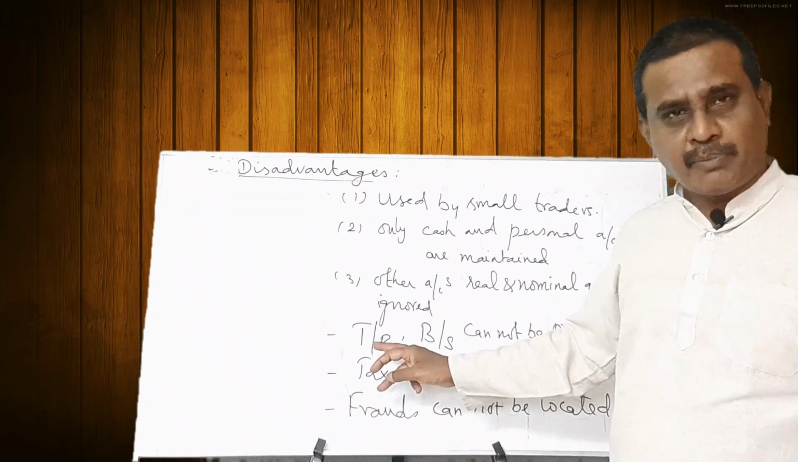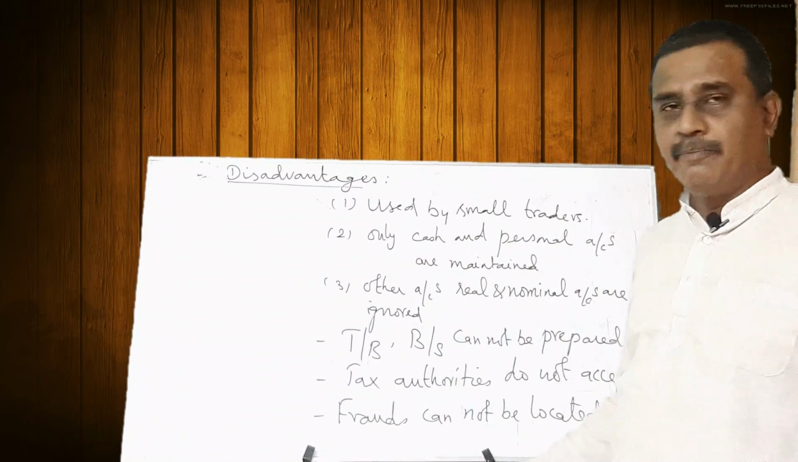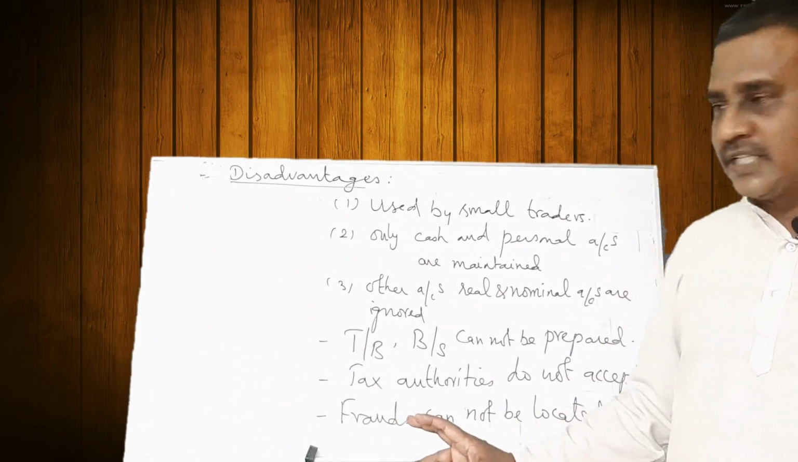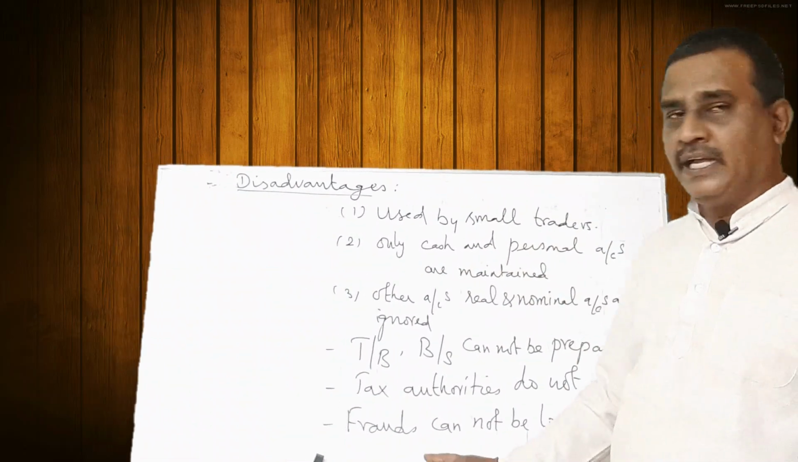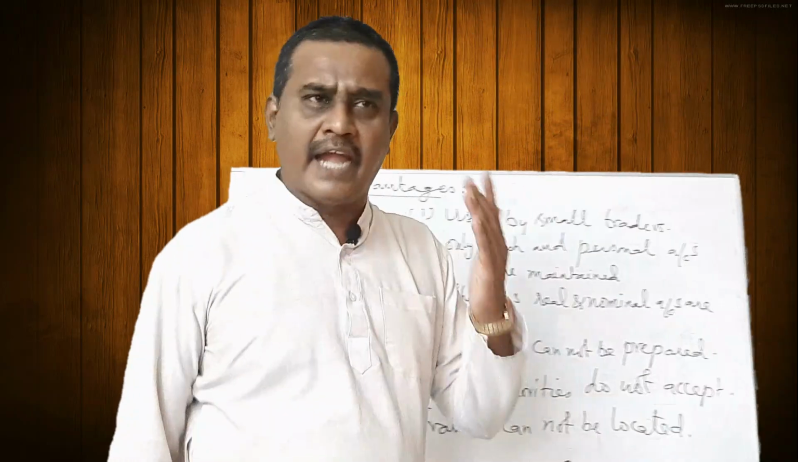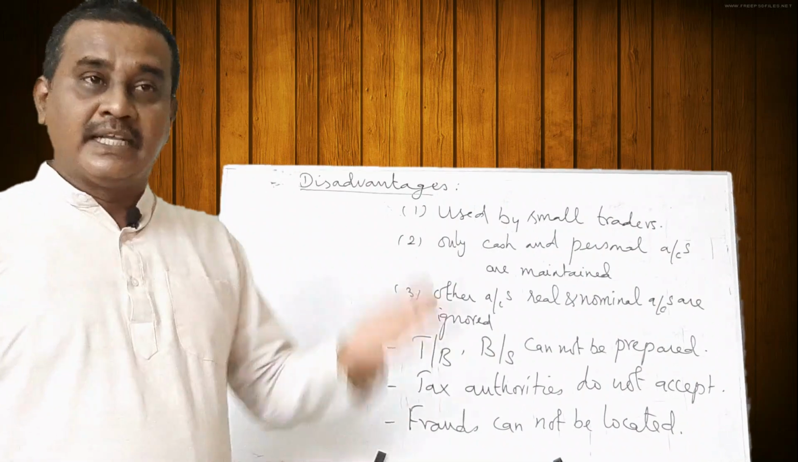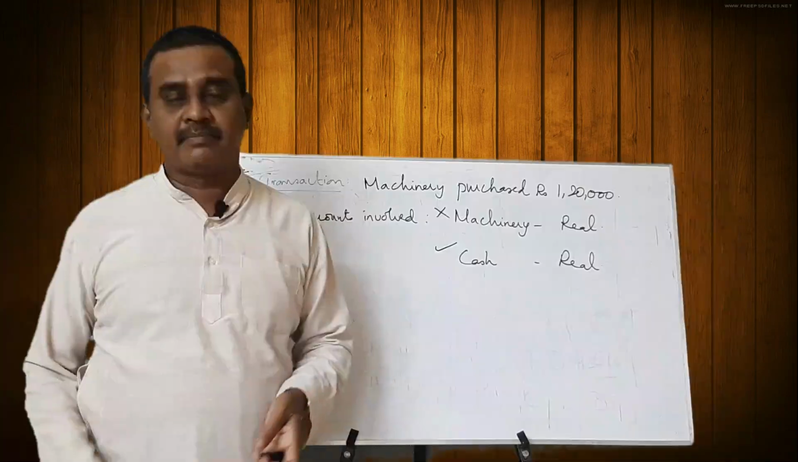See, trial balance cannot be prepared, balance sheet cannot be prepared. So these are the disadvantages. Main thing is tax authorities do not accept your accounts when your accounts are followed by single entry system. And here in this world, this is a business world and it is a competitive world, and there will be several frauds. Frauds can be made in accounts. Those frauds cannot be located under single entry system.